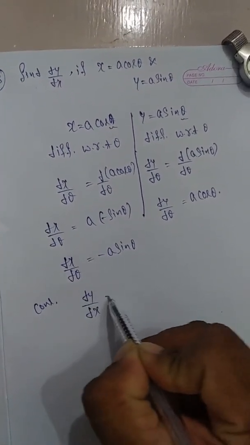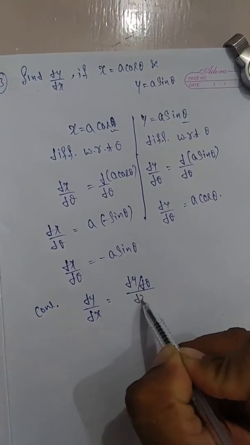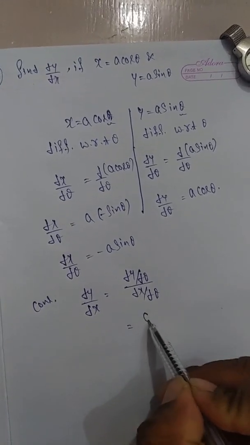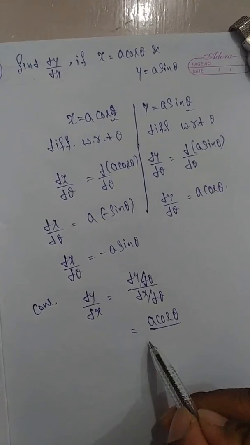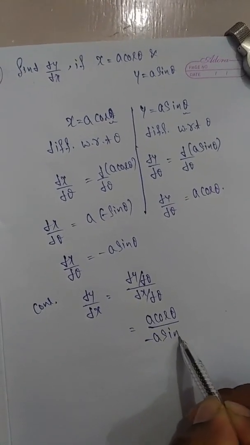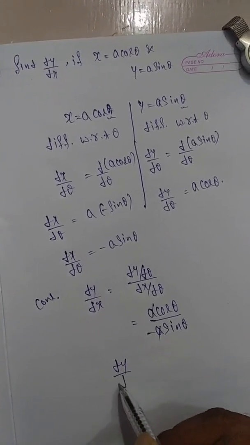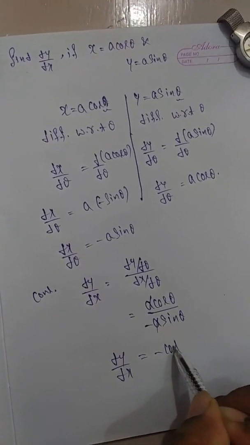dy/dx is equal to (dy/dθ) divided by (dx/dθ). Now you want to find dy/dθ. dy/dθ is a cos θ. dx/dθ is minus a sin θ. Here a cancels. dy/dx is equal to minus cos θ by sin θ, which is minus cot θ.